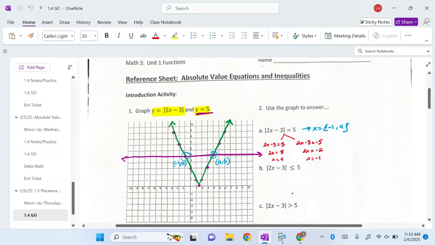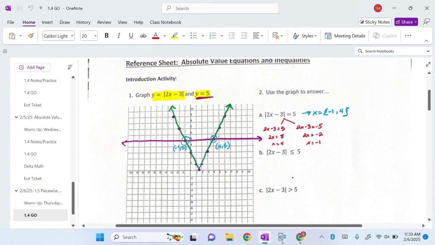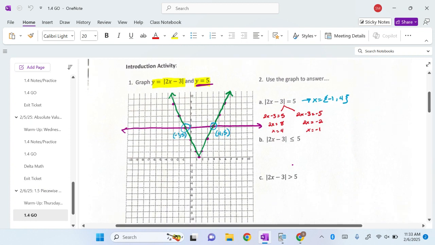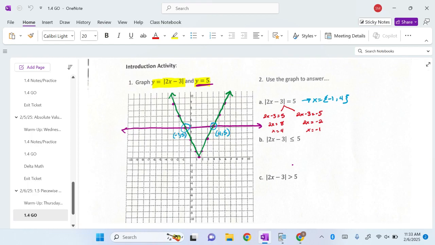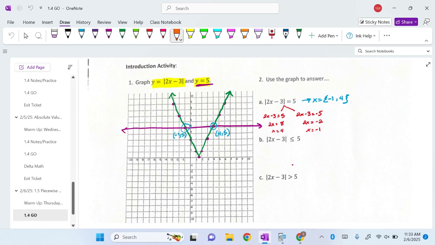All right, so we solve the equation by graphing. Now, we're also going to look at solving the inequality by graphing. So remember what I said yesterday. If it's a less than or equal to symbol, you're looking for where the absolute value graph is below the other line. All right, and you use your x values as your point of intersection to figure out where they go, or like where their starts and stops are.